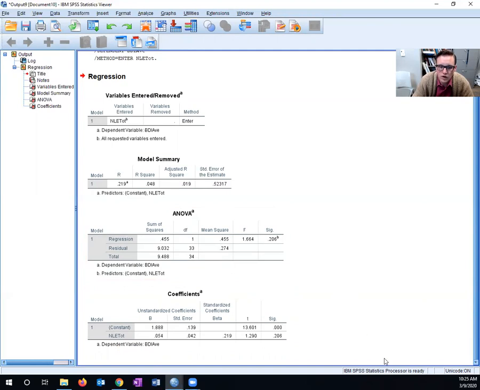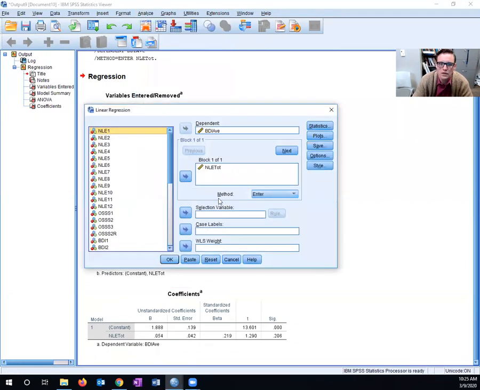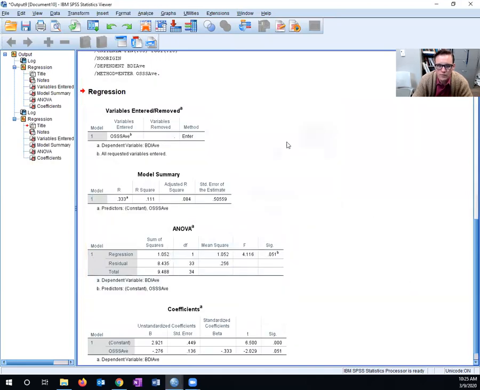Now, we've run our regression looking at depression being predicted by negative life events. What about the relationship between depression and social support? We're going to check that out by going to Analyze, Regression, Linear. We're going to swap out negative life events for social support, pop that over there, and just run it. Here is our new output.